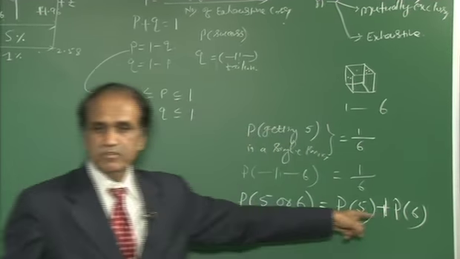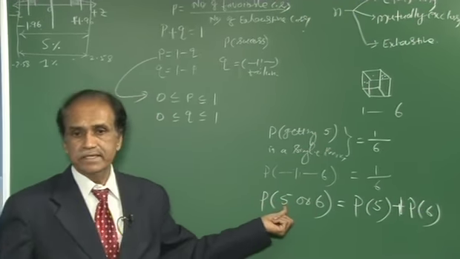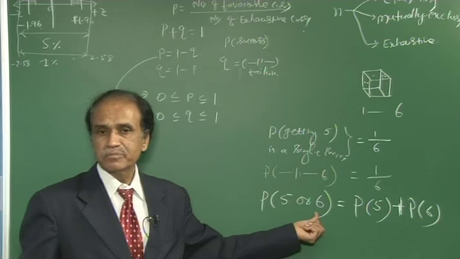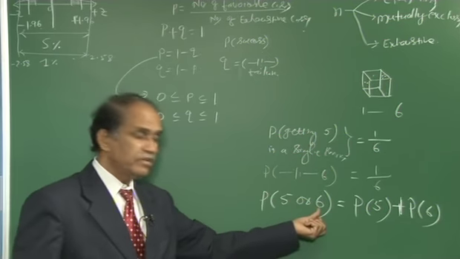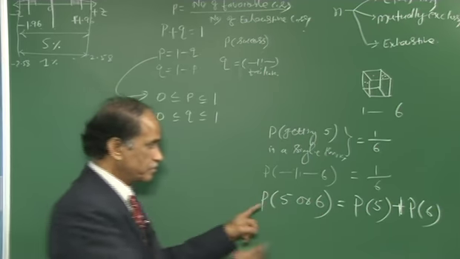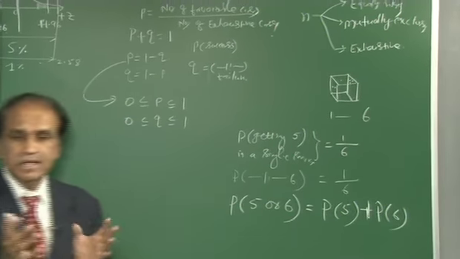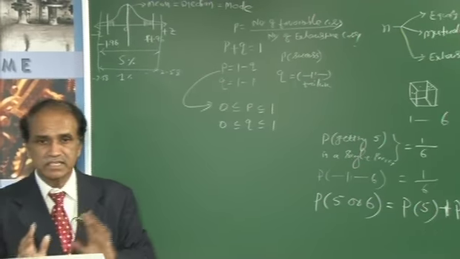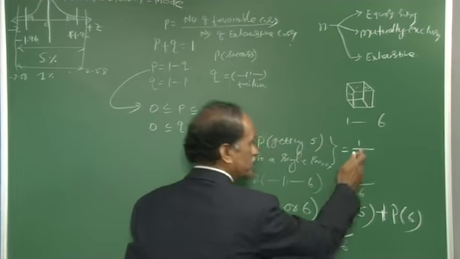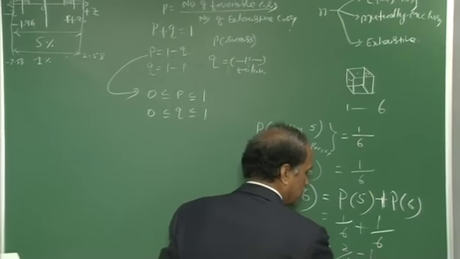How are we writing this equation? Because these two events are independent, that is, P of getting 5 has nothing to do with P of getting 6, and similarly P of getting 6 has nothing to do with getting 5. Therefore, these two events are mutually exclusive. That means the occurrence of one event does not depend on the occurrence of the second. Therefore, here the probability value is 1 by 6 plus 1 by 6, which is equal to 2 by 6, and that is equal to 1 by 3.